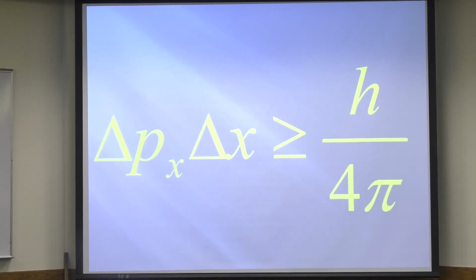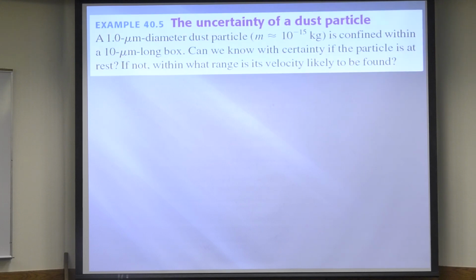Now let's see why we care, or maybe I should say, let's see under what circumstances this is important. Because do you ever notice this in your everyday world? Of course not. So let's see why. Let's talk about the uncertainty of a dust particle. A 1 micron diameter dust particle is confined within a 10 micron long box. Can we know with certainty if the particle is at rest? If not, within what range is its velocity likely to be found?